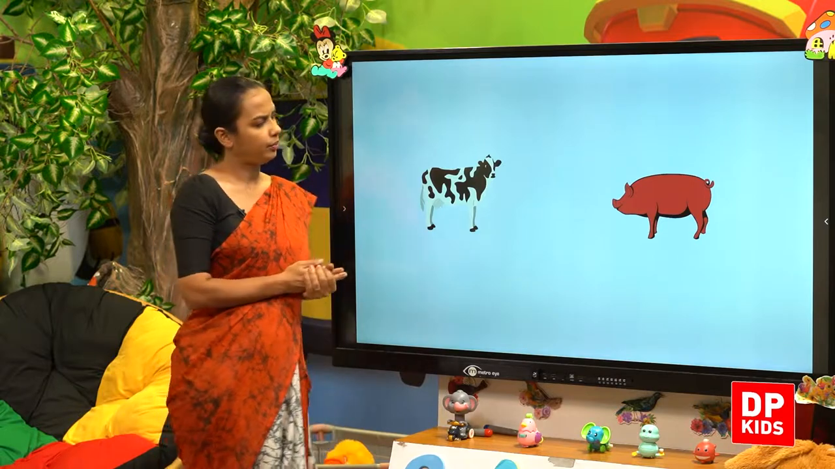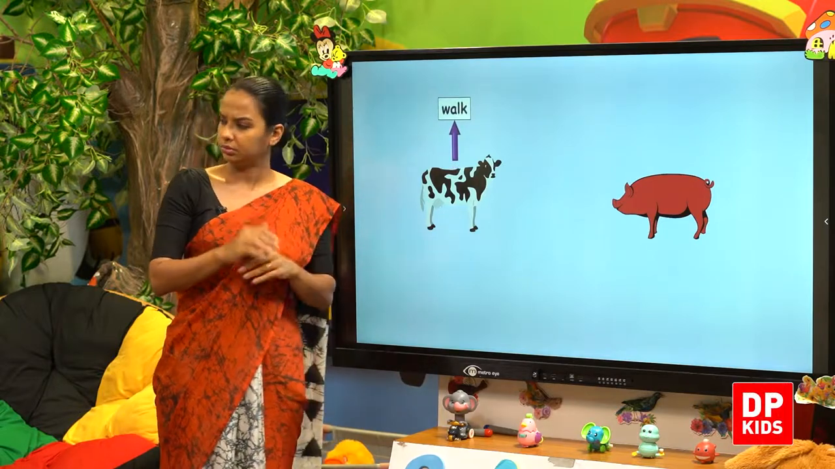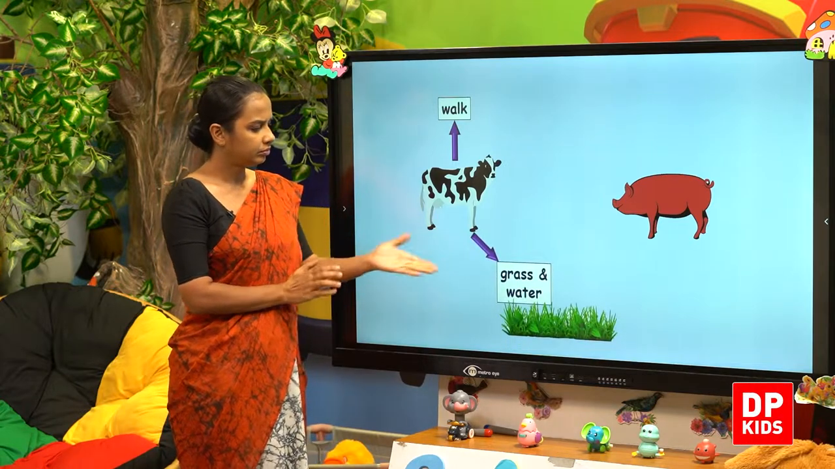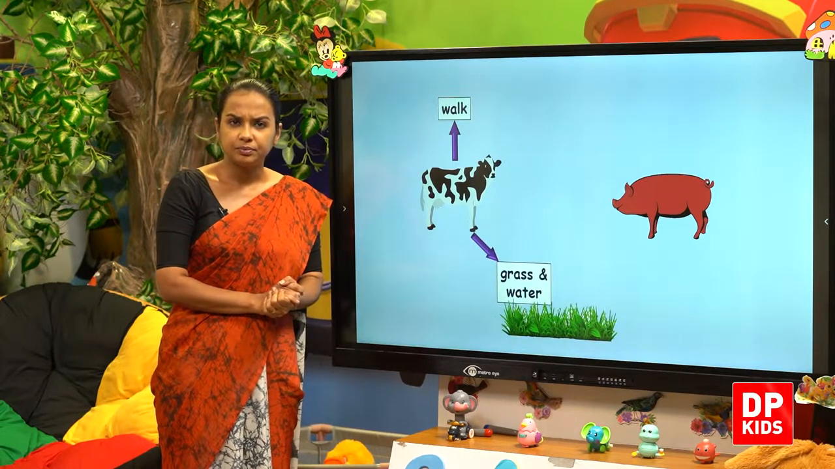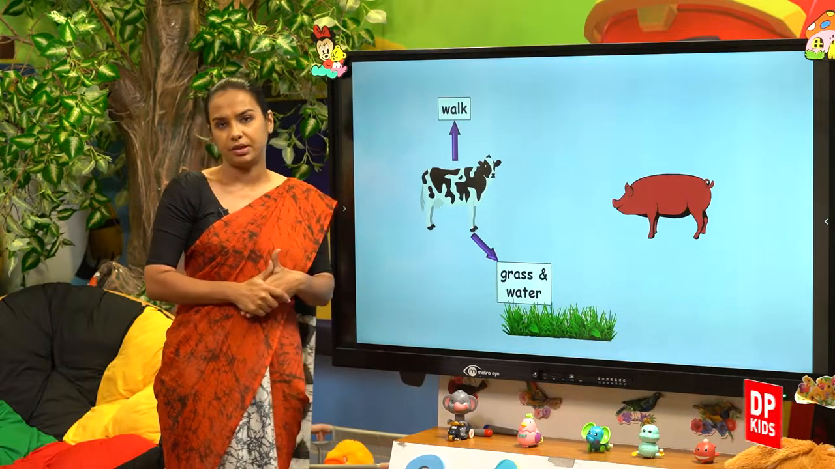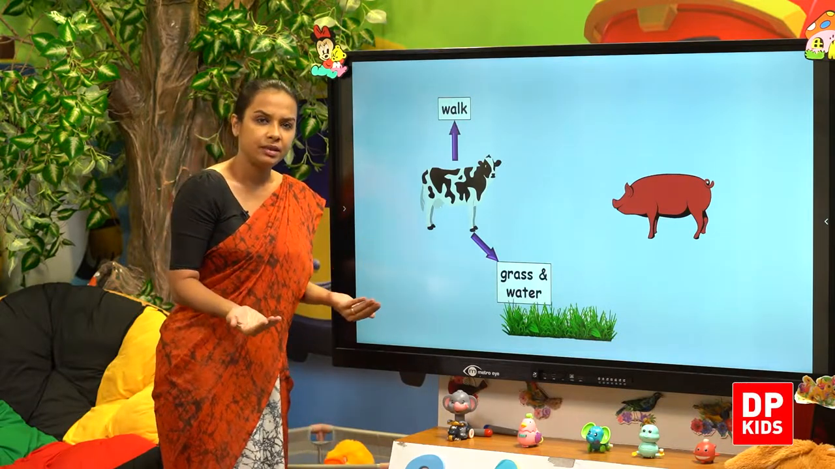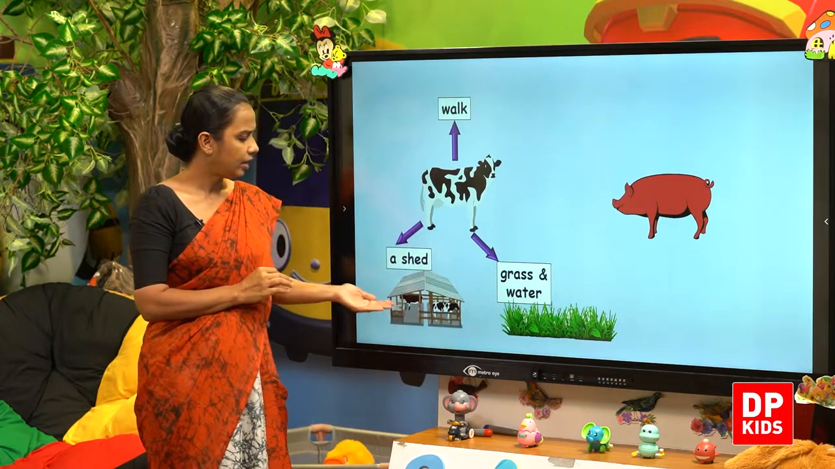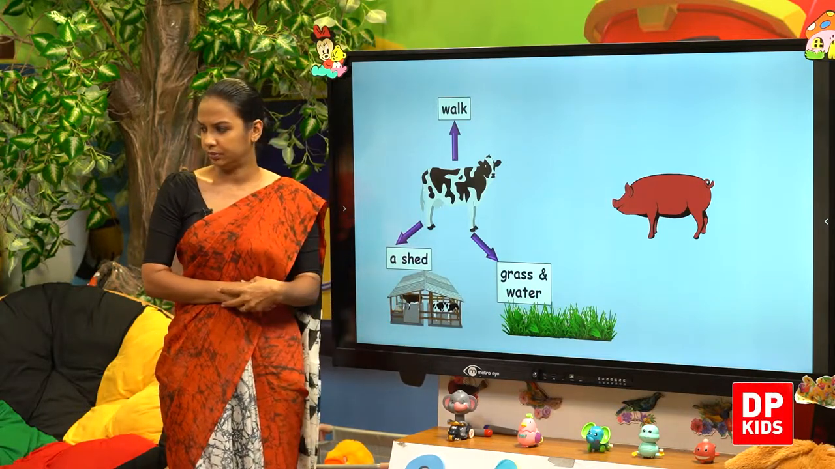It can walk. It can walk. Yes. Then again, what does it eat? Grass and water. Drink water and the cow eats grass. Then it lives in a shed.